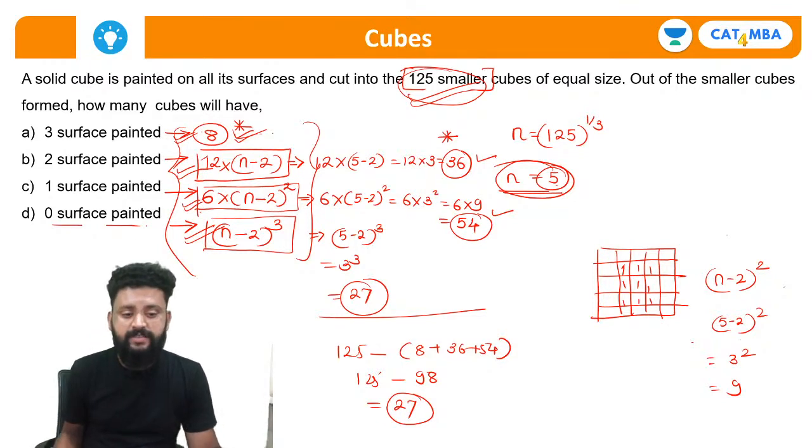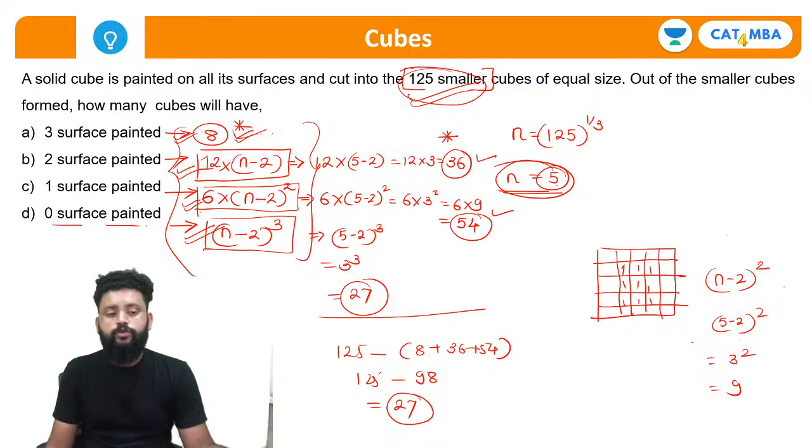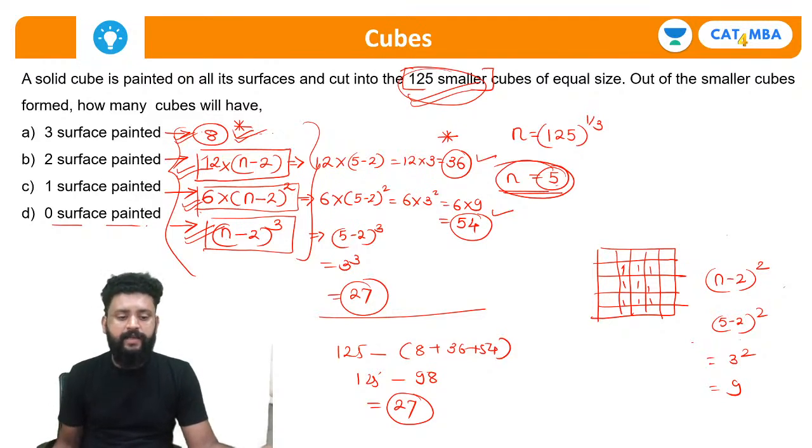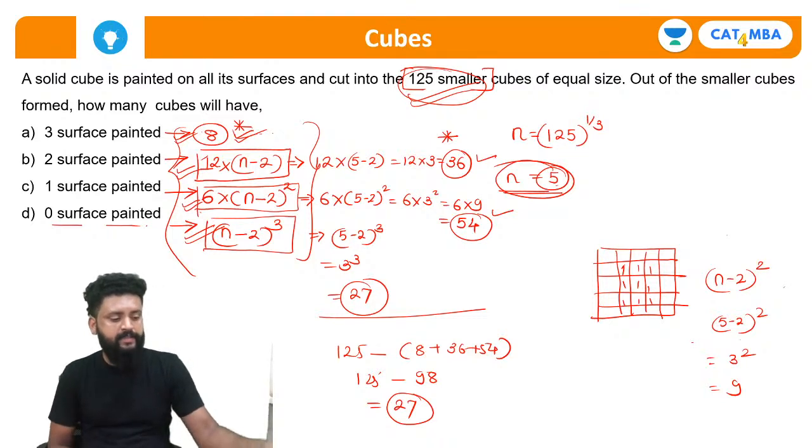So there are 6 surfaces. If you remember the formula, the 2-surface paint formula is 12 into n minus 2. 12 is the number of edges, because 2-surface paint is found on edges, so the number of edges comes into that formula. And 1-surface paint we get on the surface of the big cube, and the bigger cube has 6 surfaces, so the formula for 1-surface painted smaller cubes is 6 into (n minus 2) whole square. And the last formula is very easy: 0-face painted is simply (n minus 2) whole cube. So this is how you can remember these formulas.